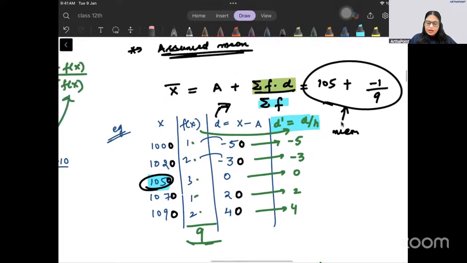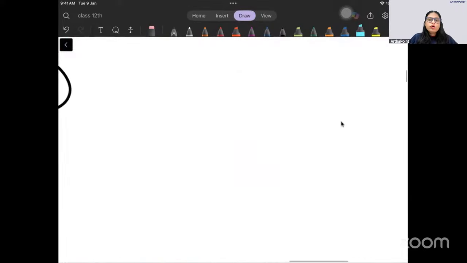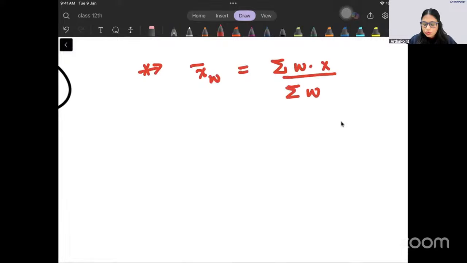Okay. Now we can move on to weighted mean. So when we talk about the weighted mean, it is basically summation W into X by summation W, where W is the weight given. Where is it usually used? The weighted average mean is usually used in price index or quantity index, right?